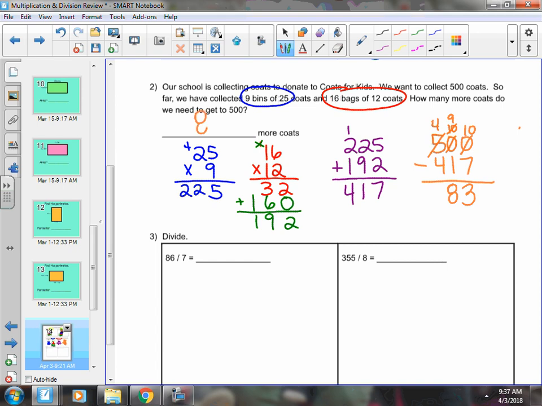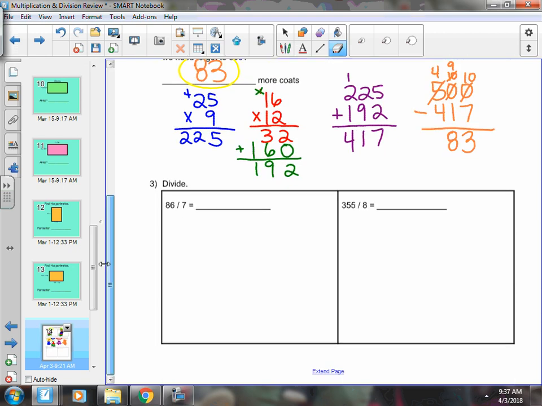So this was a 4-step problem. That's our final answer there. First we multiplied. We multiplied again. We added up to get our total of what we've collected. And then we did a subtraction problem to figure out how many more coats we needed to collect. Okay? So this problem wasn't difficult, but there were a lot of steps involved.